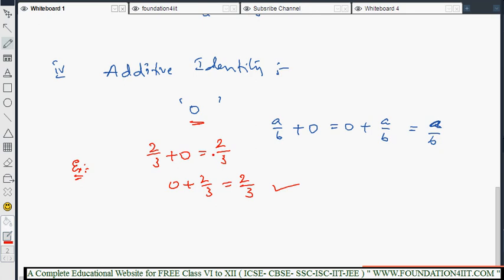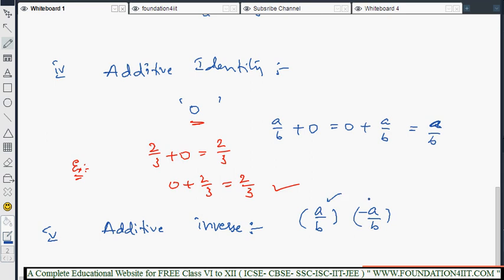Now additive inverse. For every rational number A by B, there exists another rational number minus A by B, which is the additive inverse, because we should get the additive identity if we add them. For example, if A by B is a rational number, then the additive inverse is minus A by B, or the reverse. If A by B is a rational number, then minus A by B is its additive inverse, because if I add both, I'll get 0. That's what additive inverse is. So the additive inverse of 0 is 0 itself, because 0 is also a rational number, right? 0 plus 0 is 0.